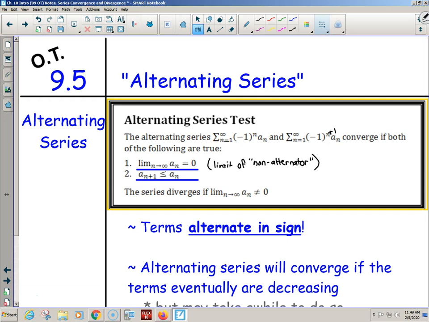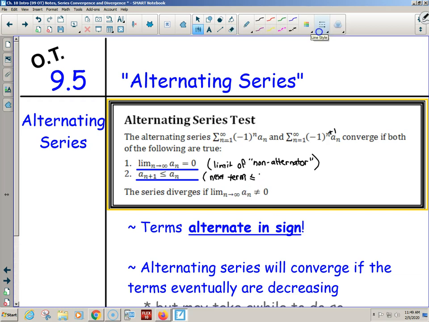The limit of what's left, is it 0? And is the next term smaller in magnitude, basically, because we're disregarding the sign, less than or equal to the previous term? So remember, in this one, a sub n plus 1 is the next term, less than or equal to the previous term.